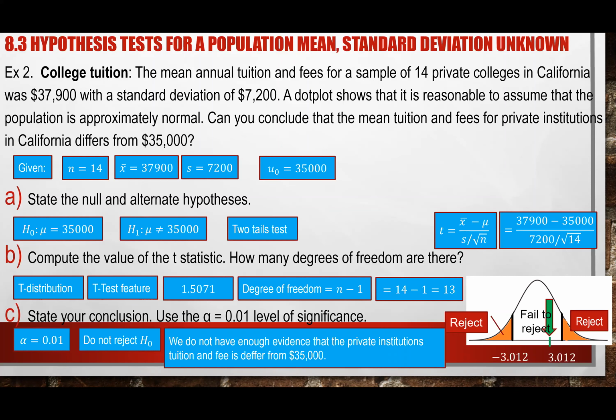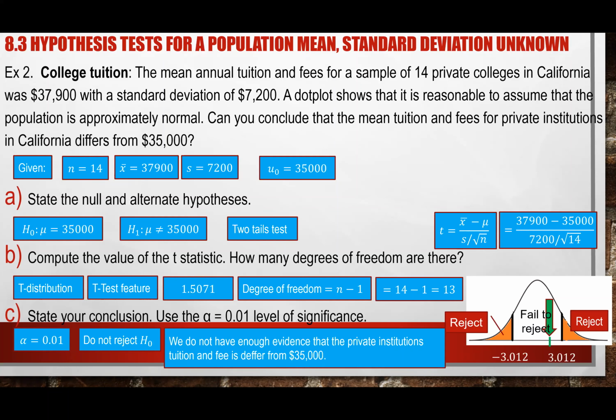Okay. So with this particular problem, the procedure and the outlook of the problem is very similar to 8.2. The only thing different is we're using the T versus the Z. And how do we know to use the T? Because we have a sample standard deviation. We don't have the population standard deviation. Okay, so let's try one more.